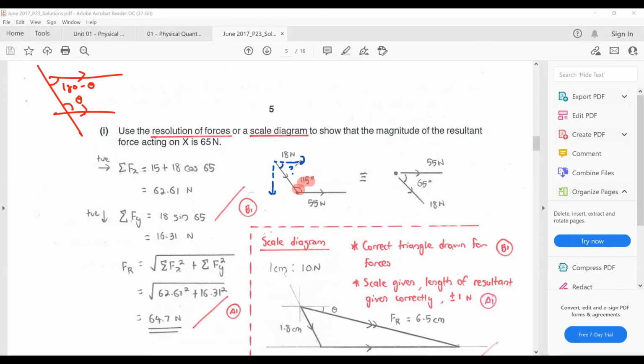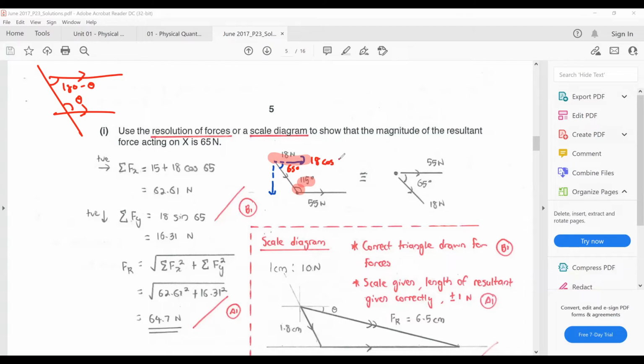That would mean that this angle here would be 180 minus 115, giving you 65 degrees. Now from here, you can find out the expression for your components. This horizontal component, notice that it's adjacent to your angle. So it will be a cos.